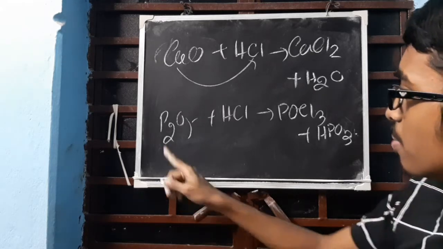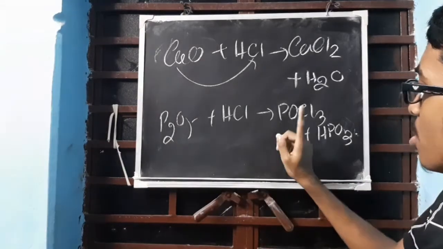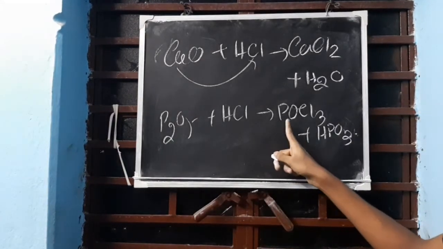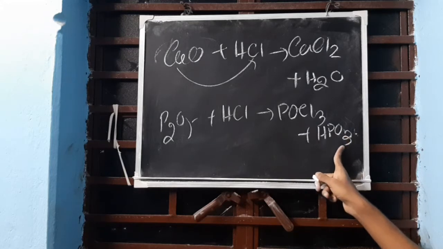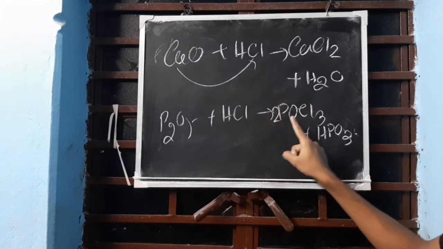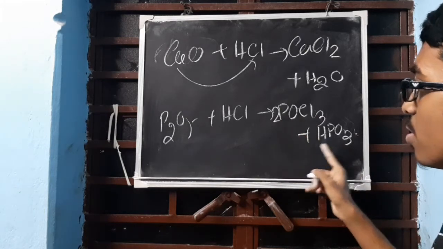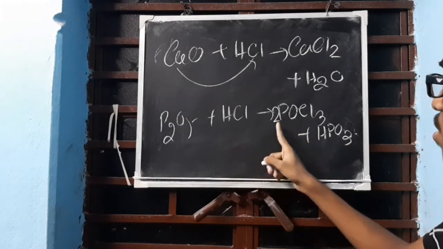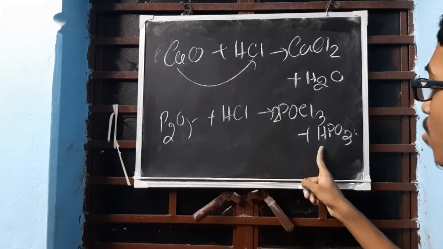How can we balance? See, phosphorus is 2, right? So if you place a 2 over here, then oxygen will become 2 plus 3, 5. So 2 over here plus 3 plus 2, 5. H is 1. No, this will be becoming more.